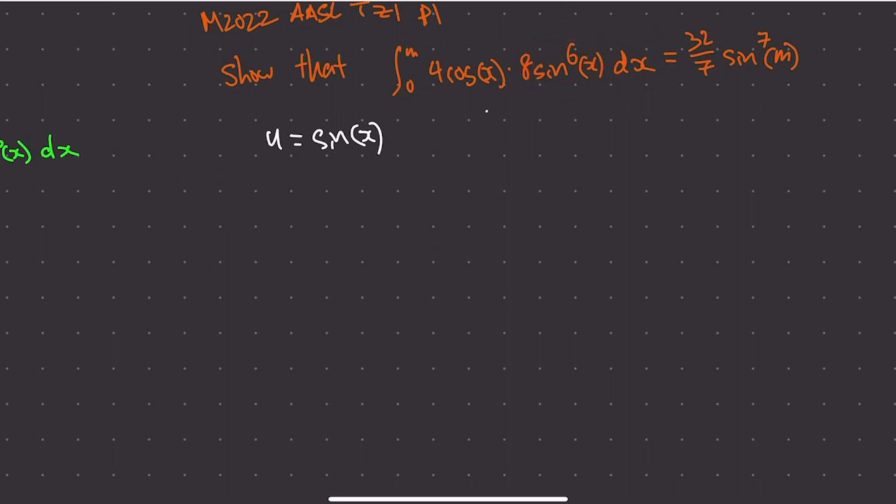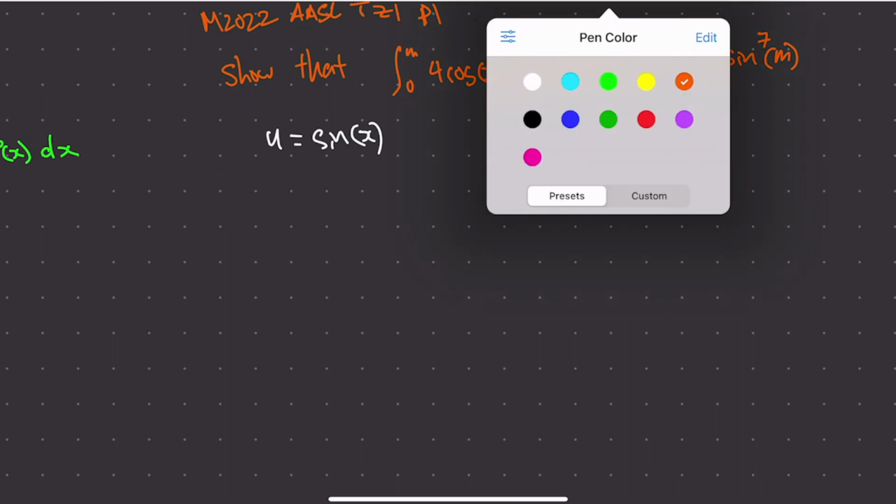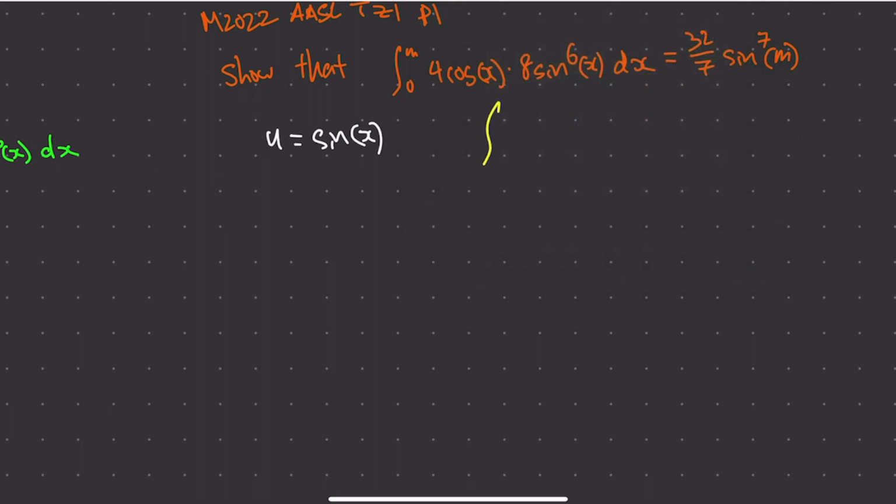So let's rewrite that. How can we rewrite this? We can rewrite it as 4 cosine x, and then times 8 sine x, and then this whole thing to the power of 6, dx. If we follow the general rule of thumb, do u substitution with stuff inside brackets, you can see that this chunk is inside the bracket, so we want to replace this with u.